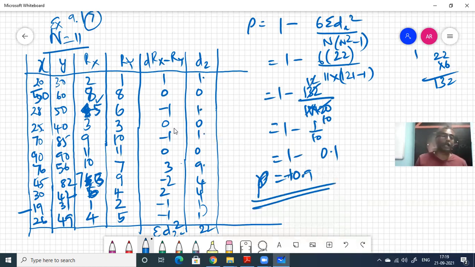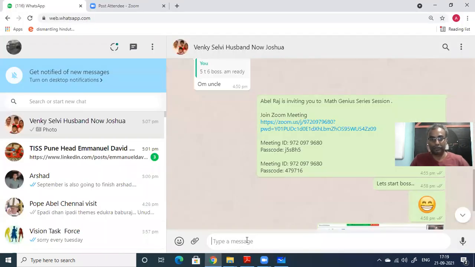So that means there is a very high rank correlation coefficient between the two subjects, aptitude test and test. Okay, very good. So the 7th problem we have finished. Let's go and do the next.